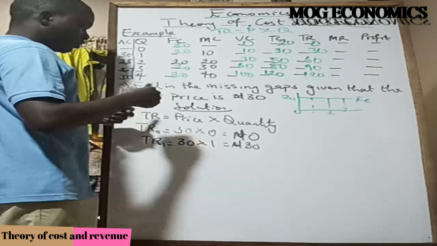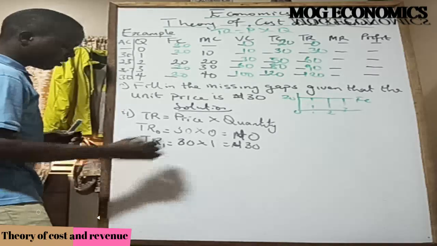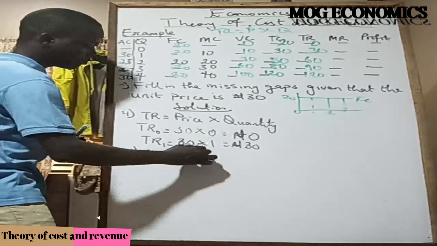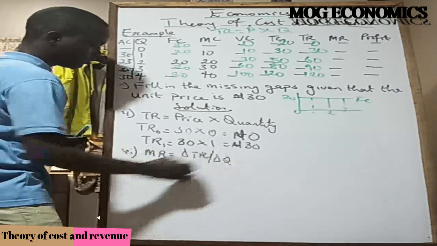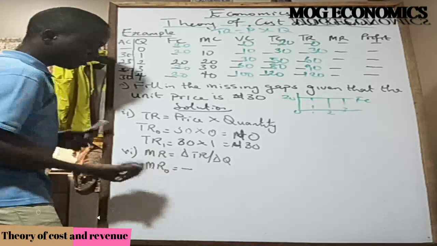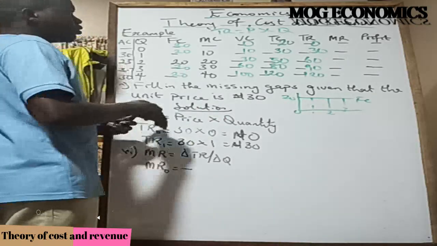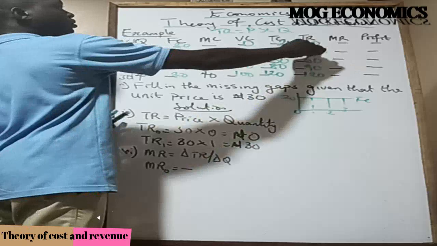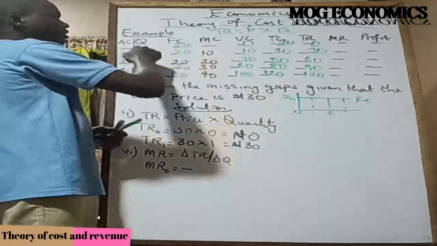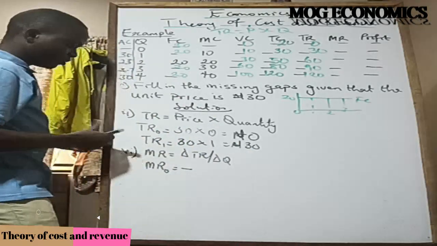So what then is the marginal revenue? Marginal revenue, which is VI, MR is equal to change in TR over change in Q. So MR at 0 is dash, right? Because as I've said, it's going to be new TR minus old TR. So the new TR for this point will be 0, minus what is before it, 0. So 0 minus 0 divided by 0 minus 0. So that's just dash.